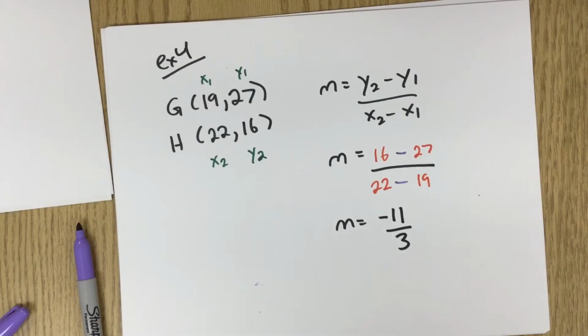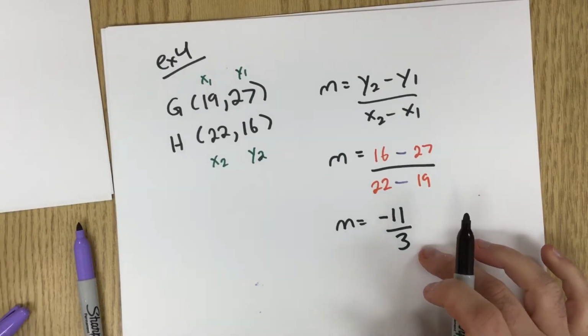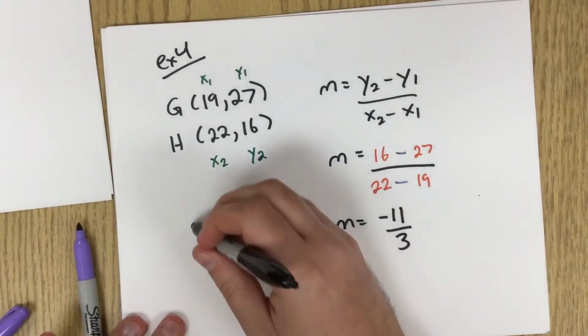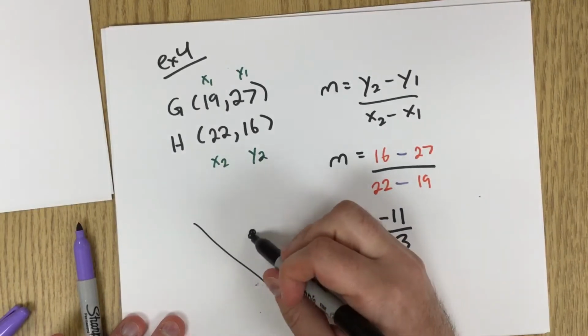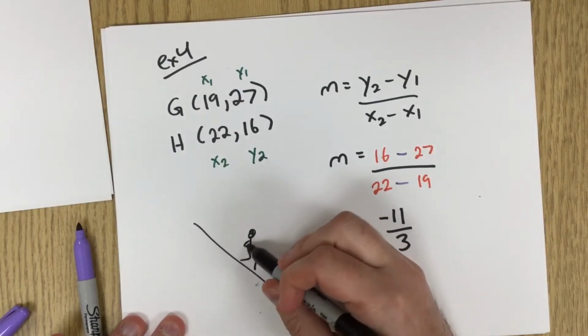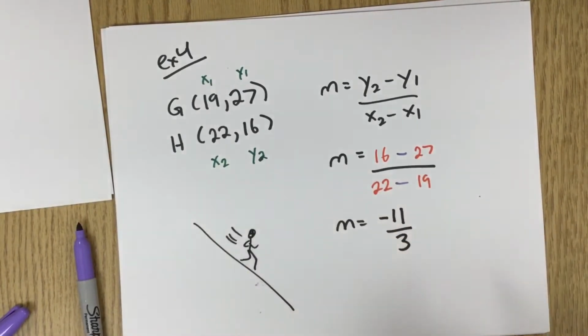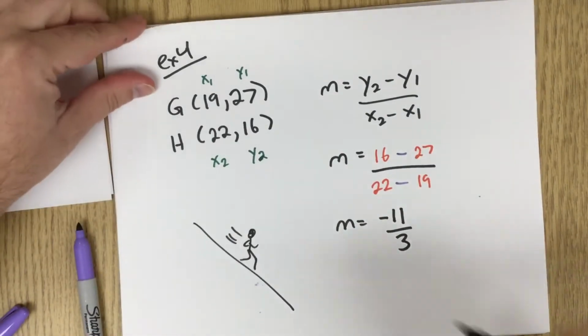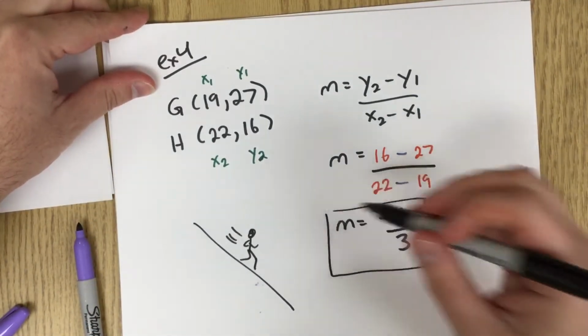And that's fine. We could just leave it like that. What does this mean? It means that if we were going to graph it, of course, it's going down to the right. But that's the slope. So the slope in this case is negative 11 over 3.